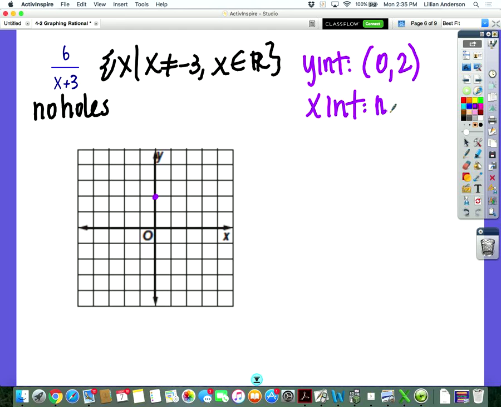There would not be any. Exactly. So when you take that top and you set it equal to 0, that's not possible. Okay, so there are no x-intercepts. Good. All right. Give me something else.